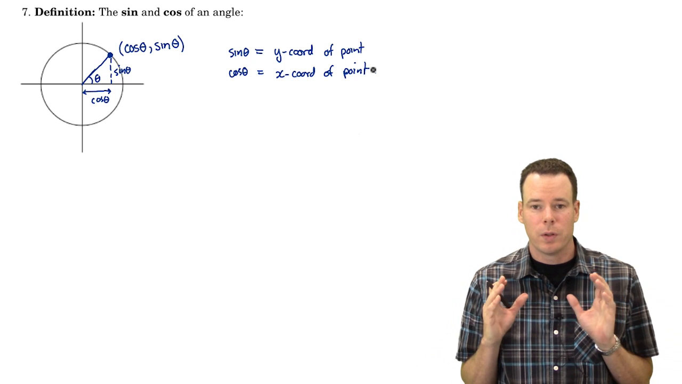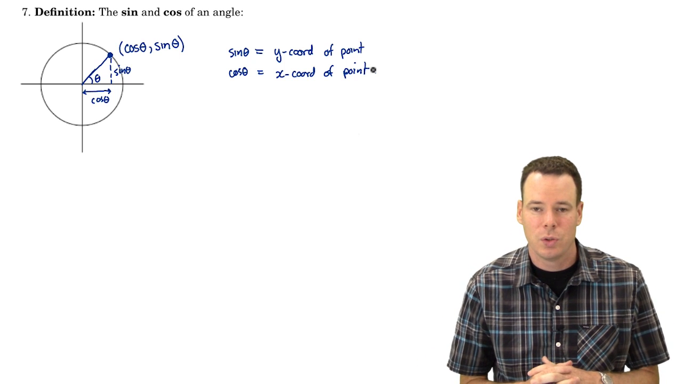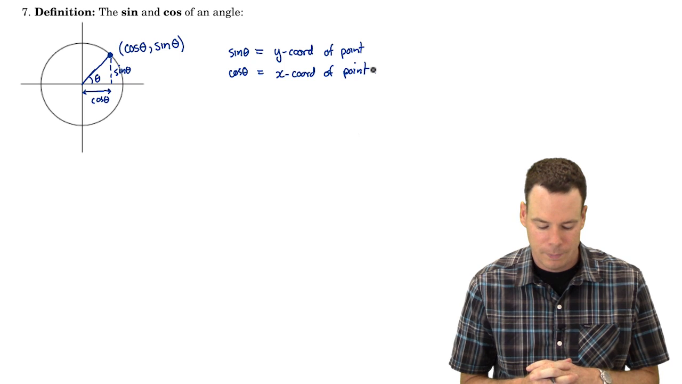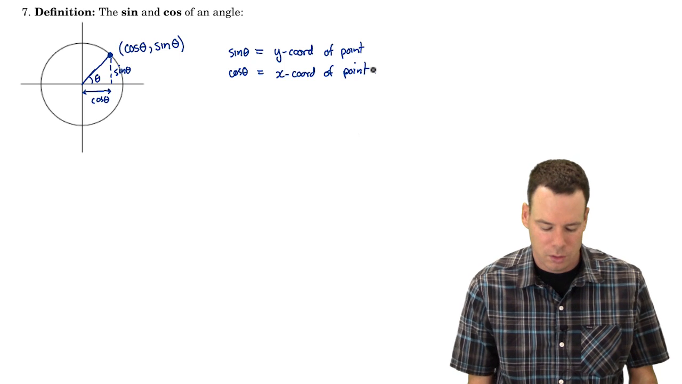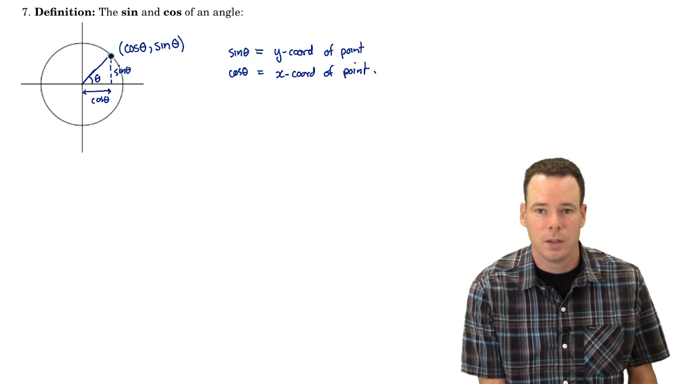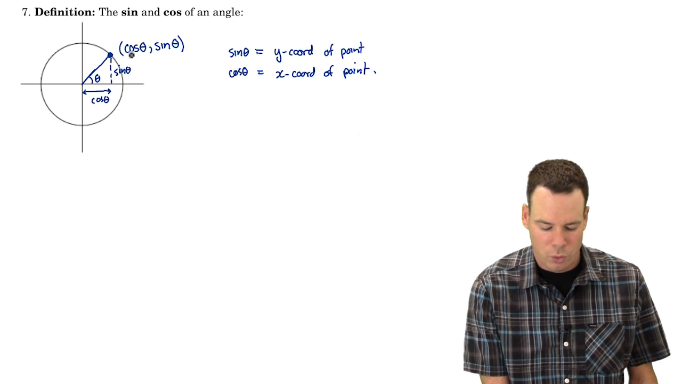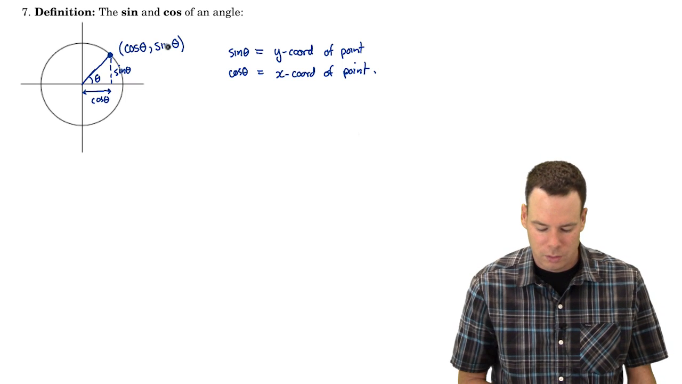Okay, so this is known as the unit circle definition of sine and cosine. They're defined in terms of the unit circle. Given an angle, figure out where it hits the unit circle, and the x coordinate is called cosine, the y coordinate is called sine.